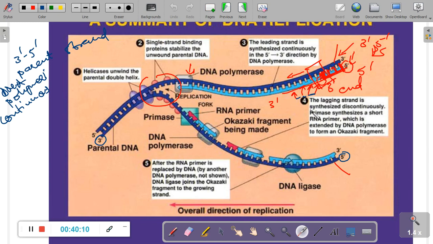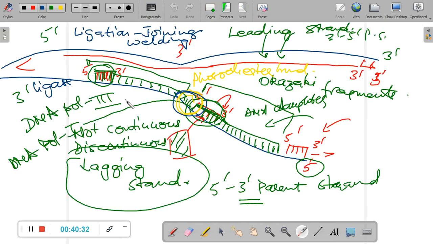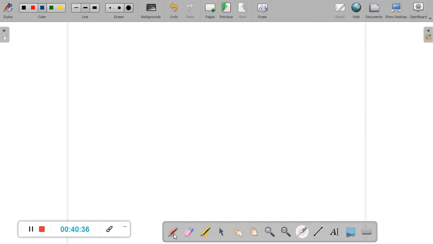So where have we reached? We've just finished the process of elongation. So this is elongation. Let us summarize very rapidly. We've seen the function of DNA primase to form the primer, and DNA polymerase 3. Now we'll have to look at the function of another enzyme which is called topoisomerase. So now we need a newer slide for this. Let me just erase this.